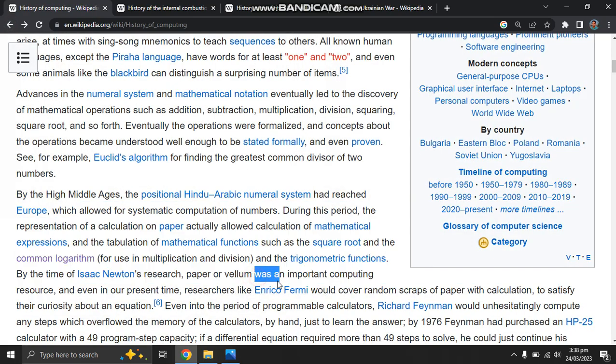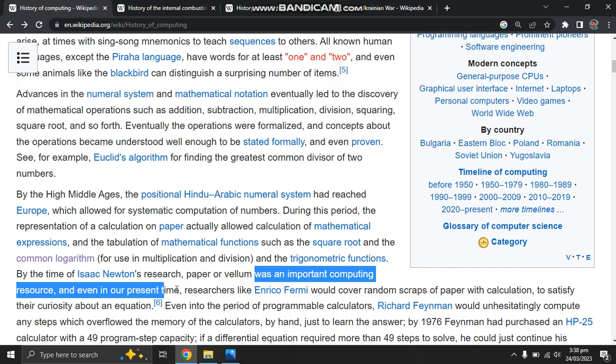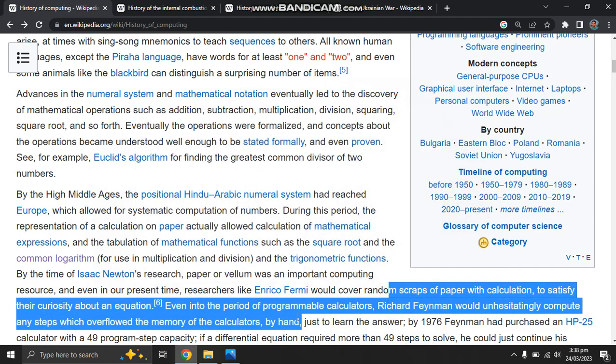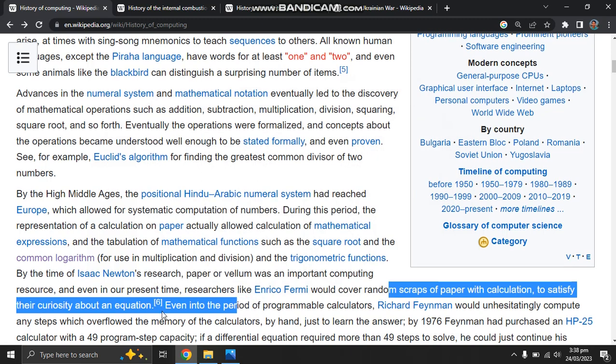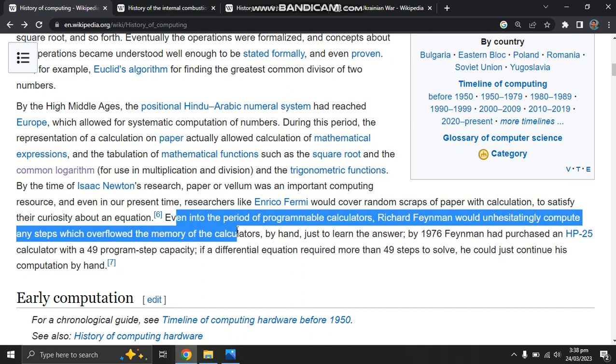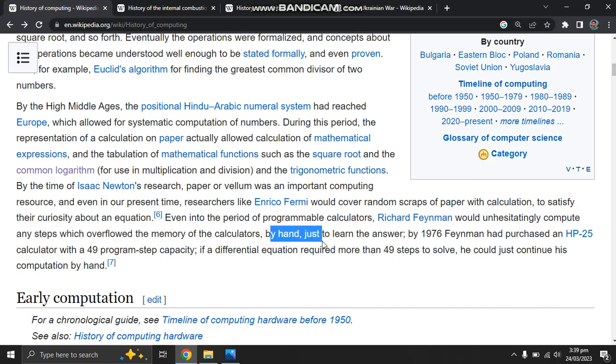Paper was an important computing resource, and even in our present time, researchers like the Enrico Fermi family would cover random scraps of paper with calculations to satisfy their curiosity about an equation. Even into the period of the programmable calculator, Richard Feynman would instantly compute by hand any step which overflowed the memory of the calculator, just to learn the answer.